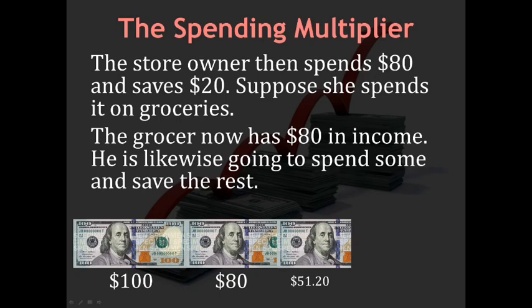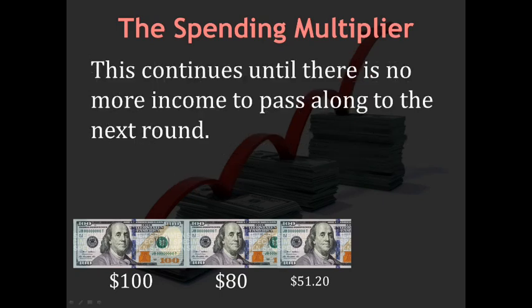That's 80%. Now this pattern is going to continue until there's no more income to pass along to the next round. So the question is, how much eventually gets spent? Now I'm going to show you math, and if you don't want to deal with the math, you don't have to worry about it. But if you are familiar with math, it might help you understand the concept a little better.